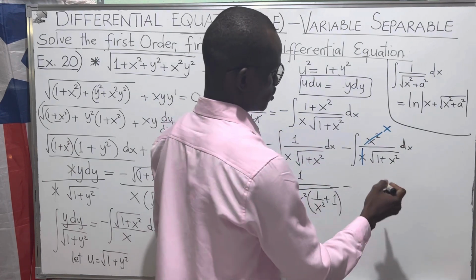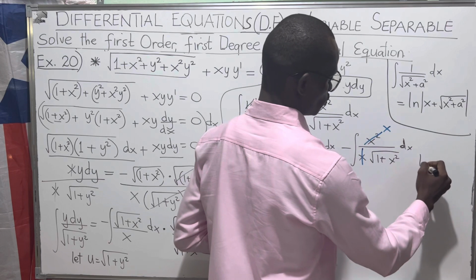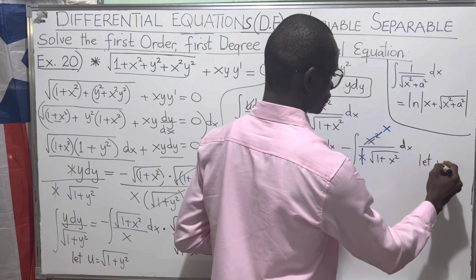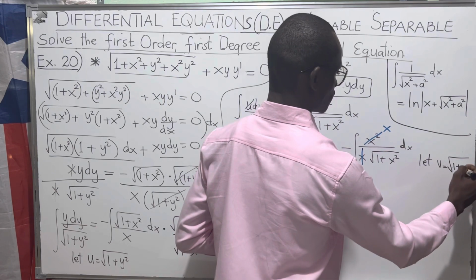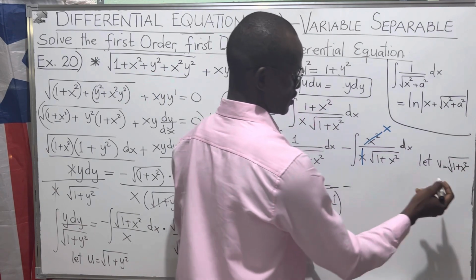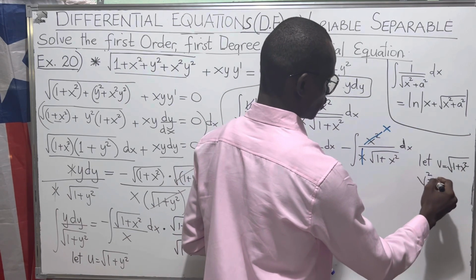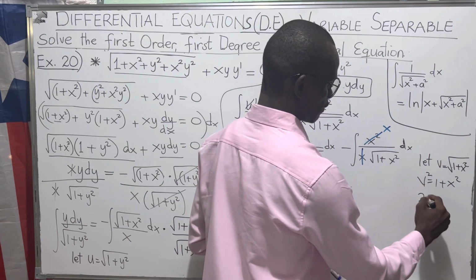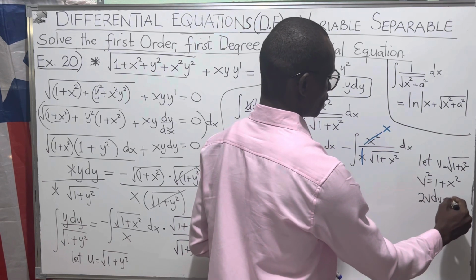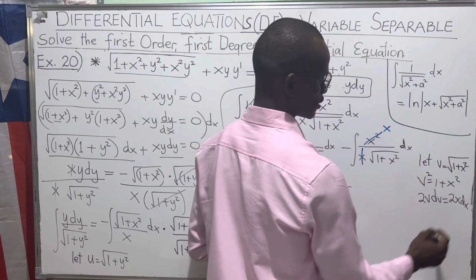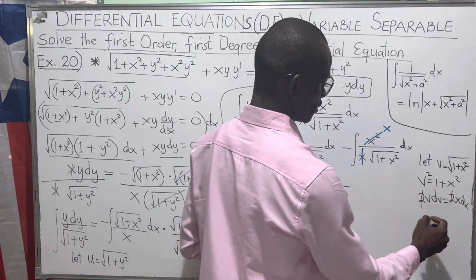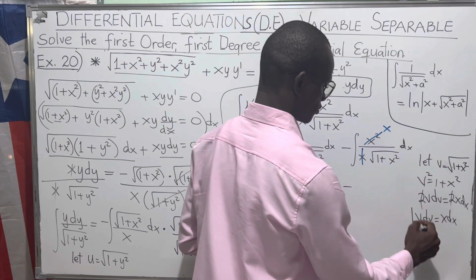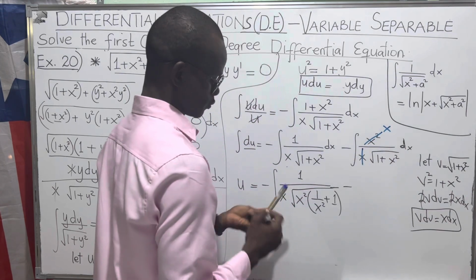For this case, what you can do is let v equal the root of 1 plus x squared. We take the square root on both sides, so v squared will just be equal to 1 plus x squared. We differentiate both sides, and we have 2v dv equals 2x dx. So 2 and 2 will just cancel. You have v dv equals x dx. So this is for this one.